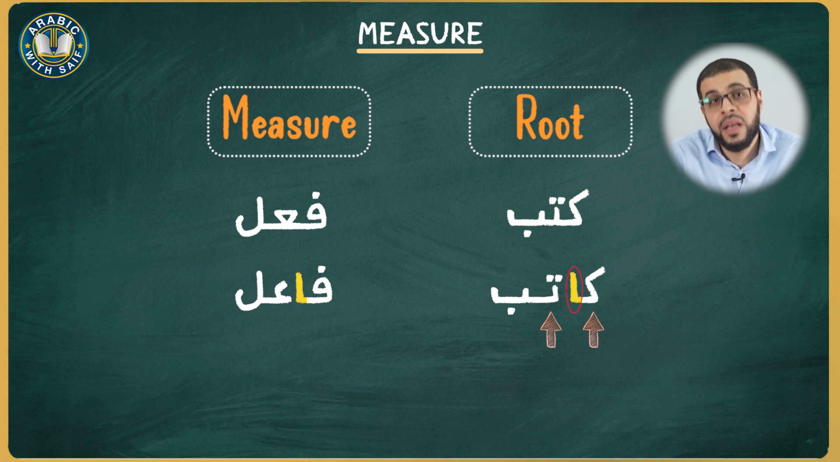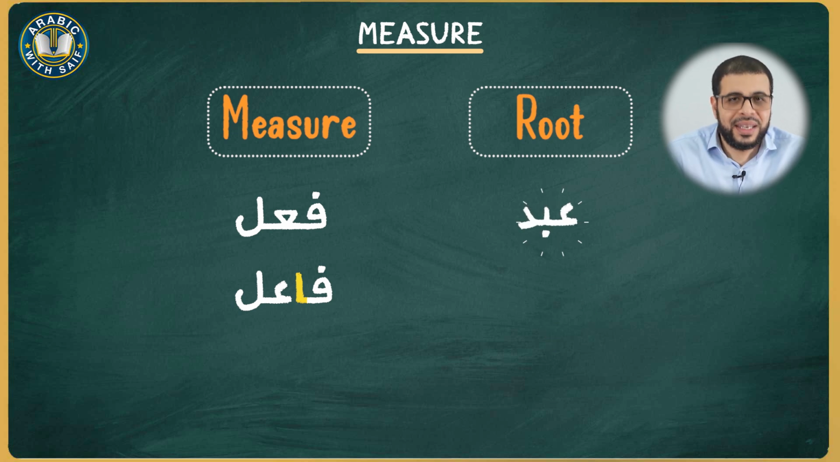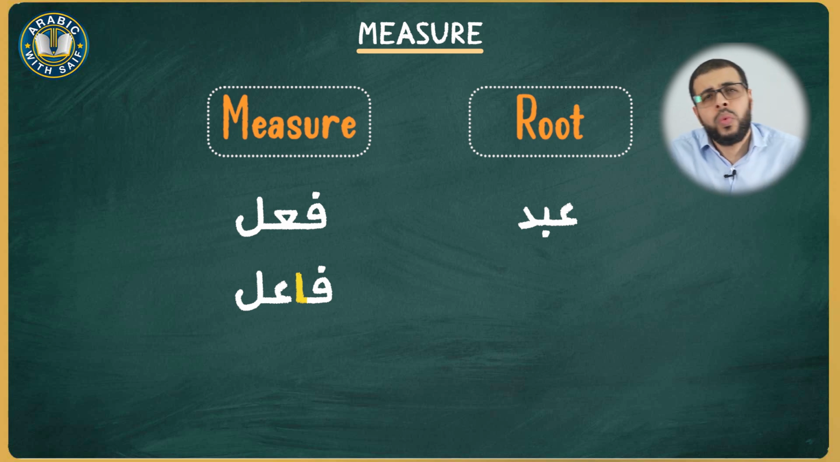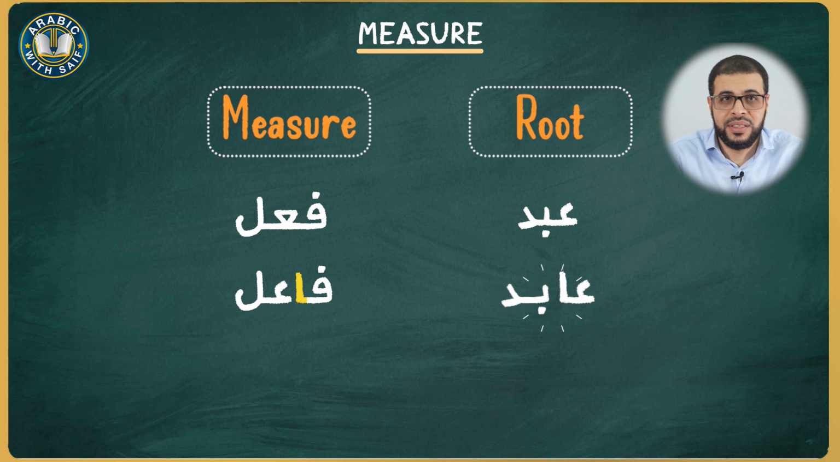Another example. The root عبد means worship, on the same pattern of فعل. So what is the word for worshipper in Arabic? To know the answer, we need to apply the measure of فاعل, the one who does the root. So the pattern فعل gives the root عبد, and the pattern فاعل gives عابد, which means worshipper.